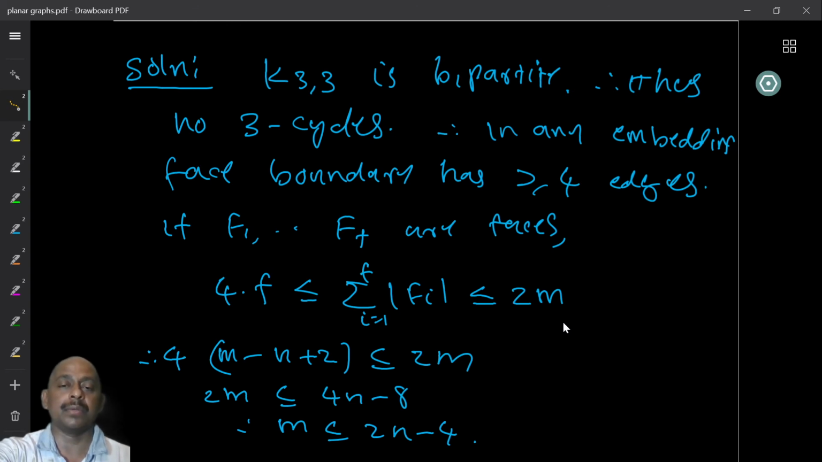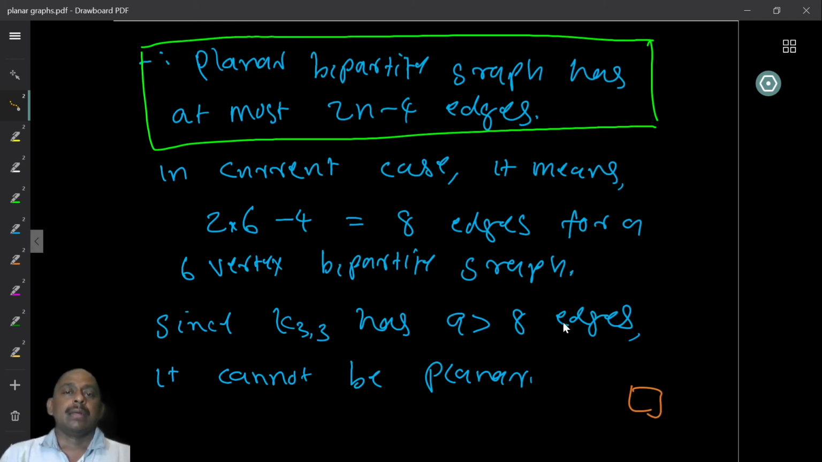So therefore, let us try to use it on K33. K33 is bipartite, and 2n minus 4 for this graph is 2 times 6 minus 4, which is 8. But we have 9 edges in K33. So a bipartite planar graph cannot have this many edges, and this tells you that K33 is not planar. So this way, you can use Euler identity in several forms, and with more improvements show several results about planarity.